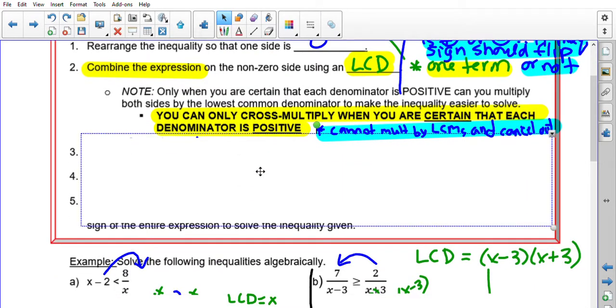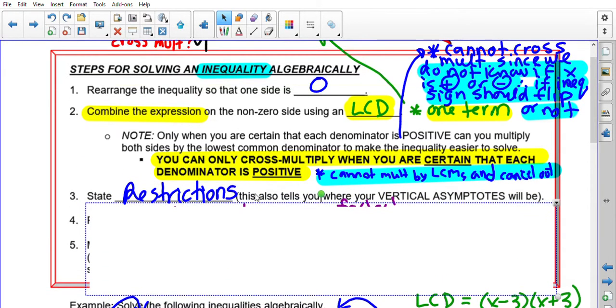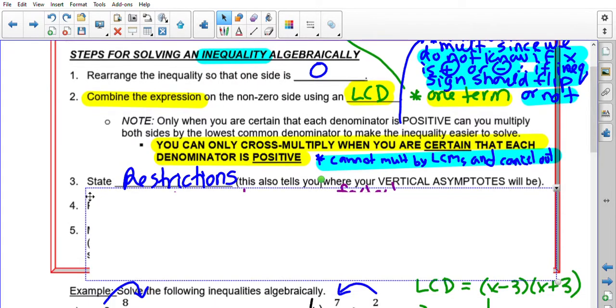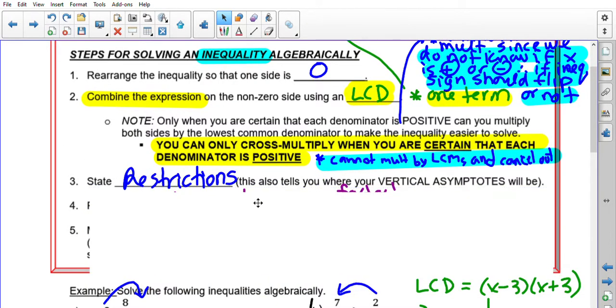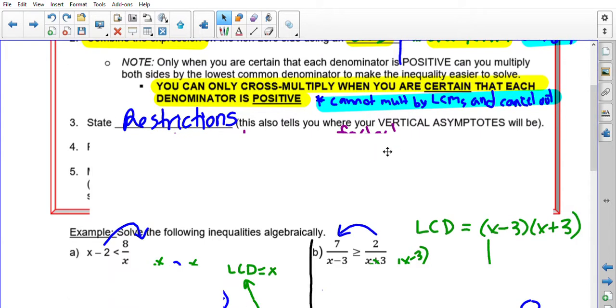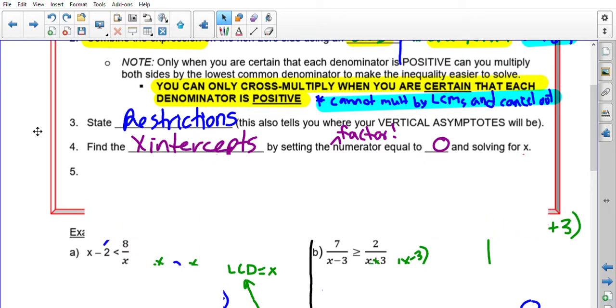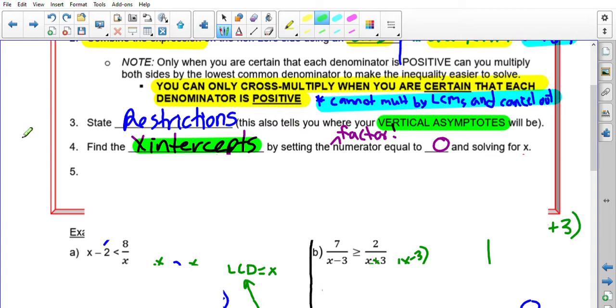Okay. All right, our next step. Once you have it all looking like this up here, you're going to state your restrictions. Okay? And remember, that's wherever the denominator equals 0. This will also tell you where your vertical asymptotes will be. The next thing you want to find is where your vertical asymptotes would be. That's one key feature. The next one is you want to determine your x-intercepts. You find the x-intercepts, remember, by setting each factor in the numerator equal to 0. So those are two things you need to do. Find your VAs and find your x-intercepts.